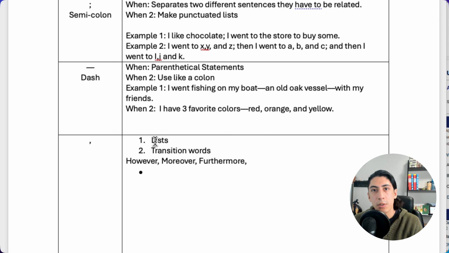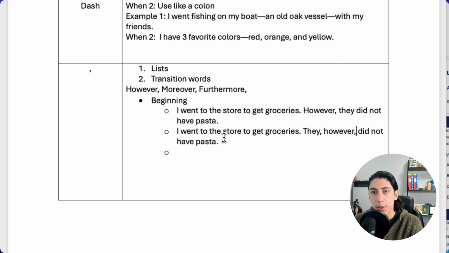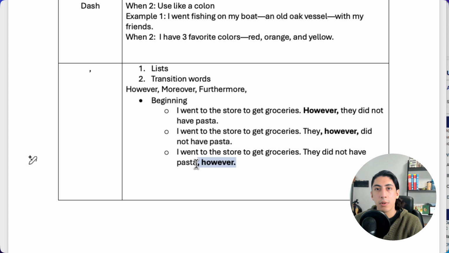A brief note on this though, you could have the transition word in the beginning, middle, or end of the sentence, and it should have the exact same meaning. So for example, here's one way I could use it. I can put, I went to the store to get groceries, however, they did not have pasta. I use however at the beginning of that first sentence. I could also put it right in the middle of the sentence. I went to the store to get groceries, they, however, did not have pasta. If you notice here, I have to use 2 commas though if I put it in the middle of the sentence.